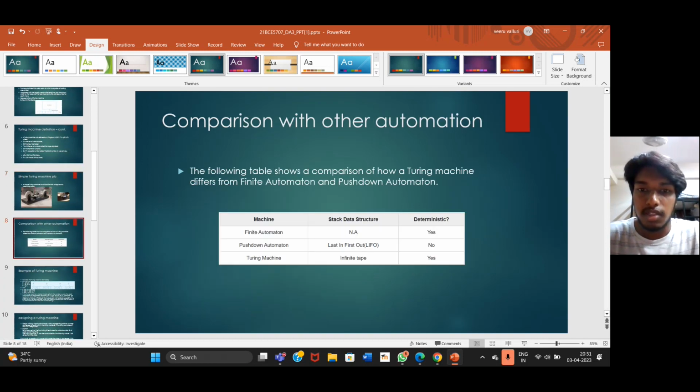Now we can compare the Turing machine with other automata. The following table shows a comparison of how a Turing machine differs from finite automaton and push-down automaton. Here we can see the stack data structure and deterministic differences between finite automaton, push-down automaton, and Turing machine. In finite automaton, the stack data structure is NA and it is deterministic, whereas in push-down automaton, it is last in first out and non-deterministic. Here we can see Turing machine has an infinite tape as its data structure and is also deterministic.